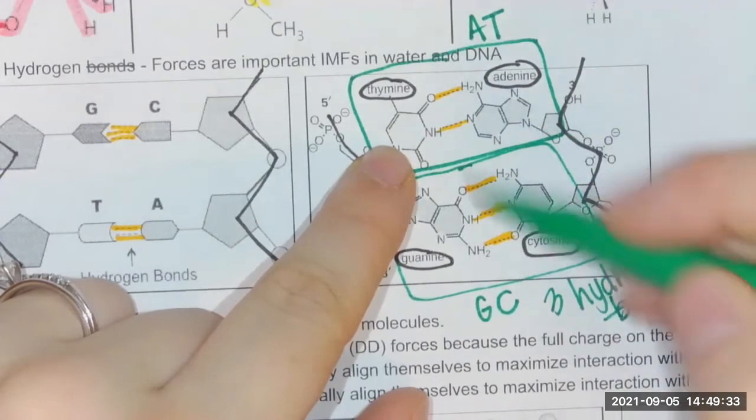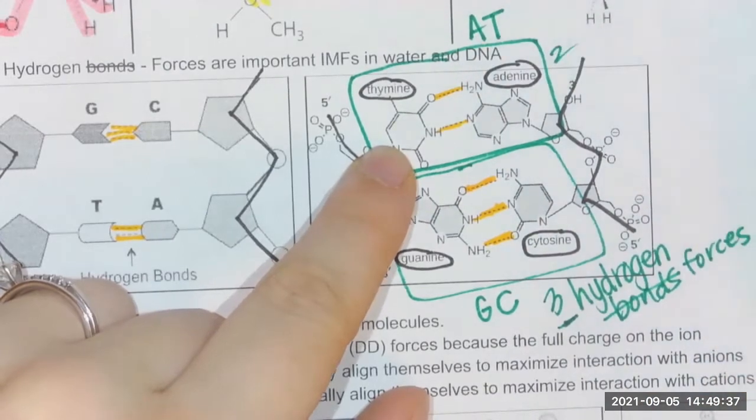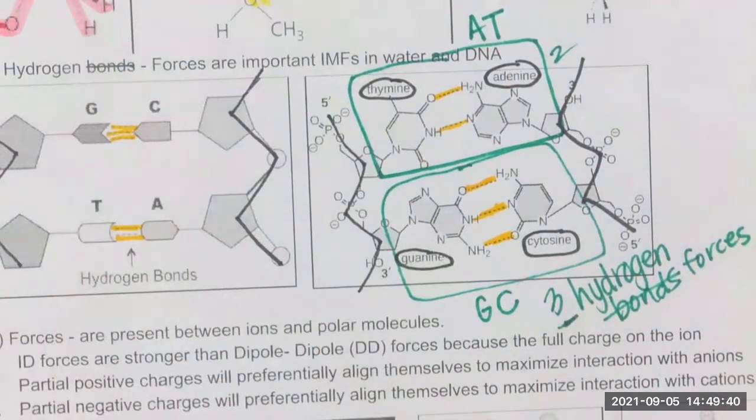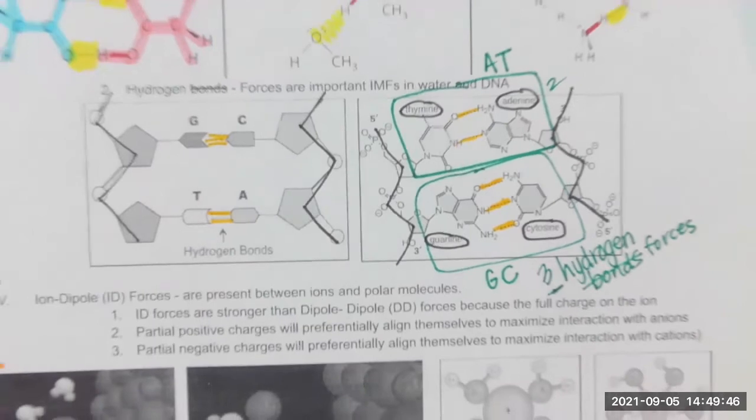IMFs are what keep molecules together. So if you've got 3 of them instead of just 2 of them, you're going to be held together a lot better. So there's the emphasis on DNA.